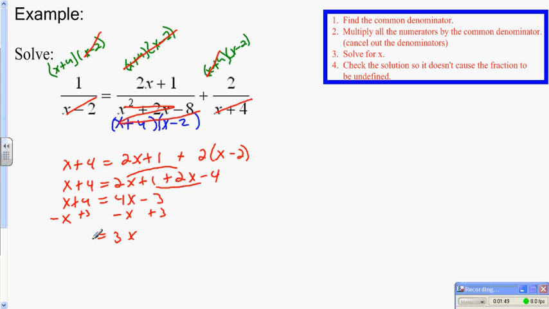And that'll give us 7. Divided by 3, x equals 7/3. Again, we check that to see if it works. And no matter what we plug in there, it will not cause the denominator to be 0. So this checks.